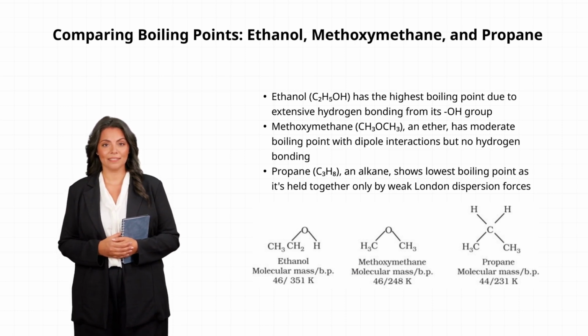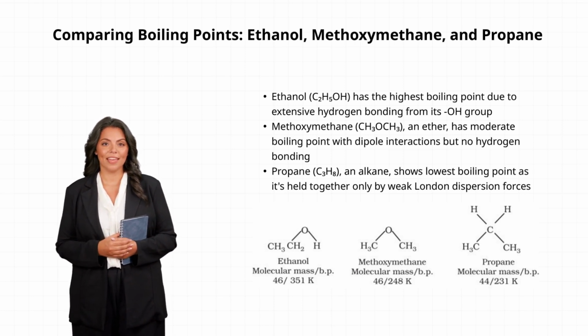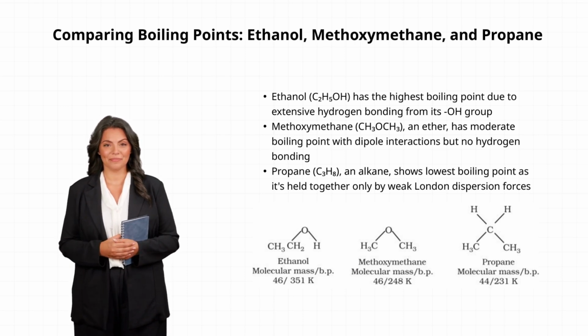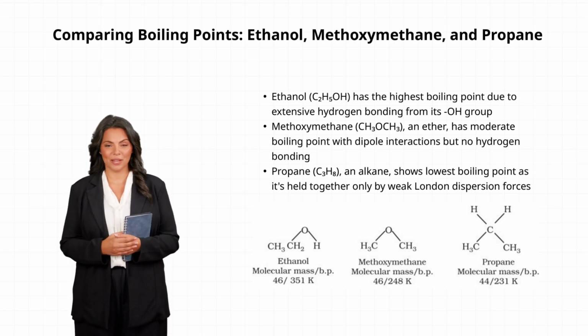Finally, propane, a hydrocarbon alkane with formula C3H8, has only weak London dispersion forces holding its molecules together. This accounts for its lowest boiling point of 231 Kelvin. Even though all three compounds have nearly the same molecular mass, their intermolecular forces differ dramatically, illustrating why functional groups and bonding types are crucial in determining physical properties. It's like comparing friendships. Some connections are stronger and harder to break.